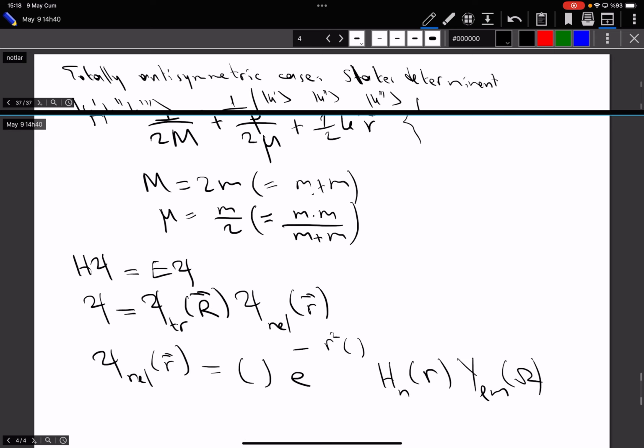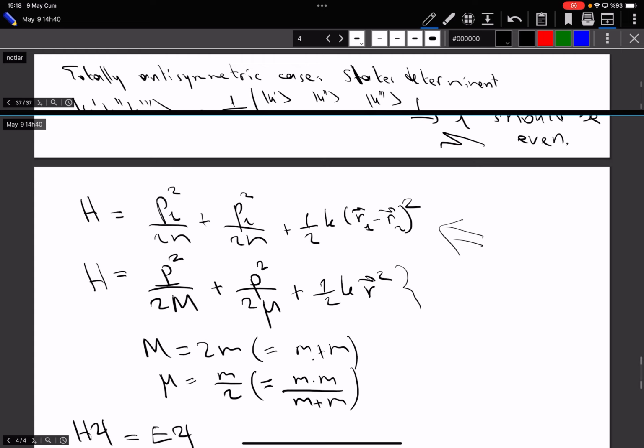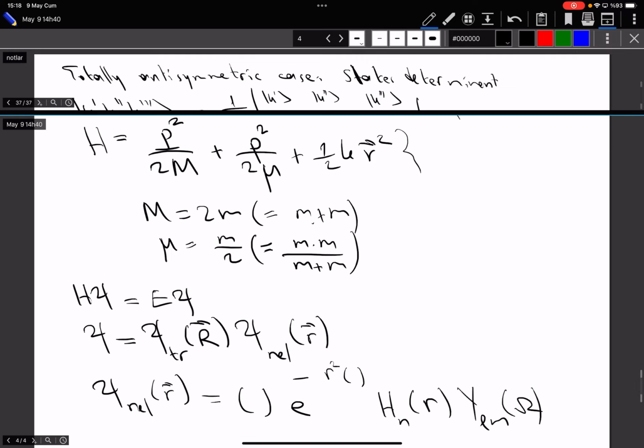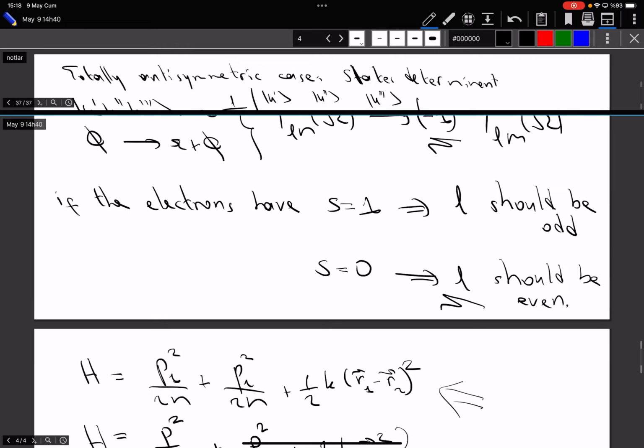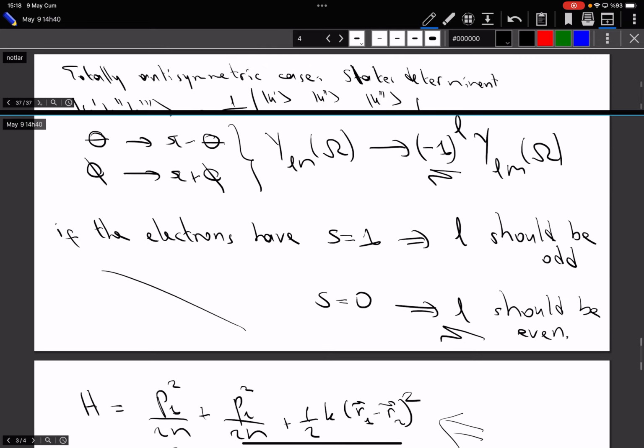cannot take any value. For example, if they are electrons, we have two electrons, and somehow there is an effective harmonic potential created between them. In that case, their total spin can be 0 or 1, and we still have this condition. If the total spin of those two electrons is equal to 1, then only odd values of L are allowed. If the total spin is 0, only even values of L are allowed.